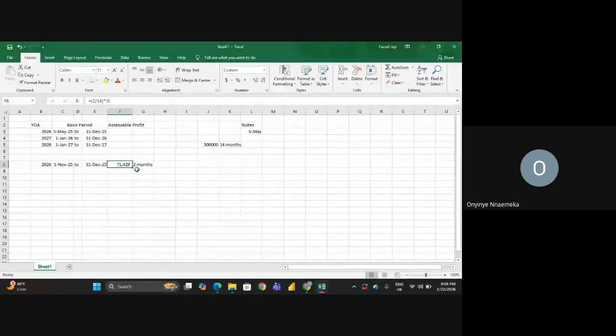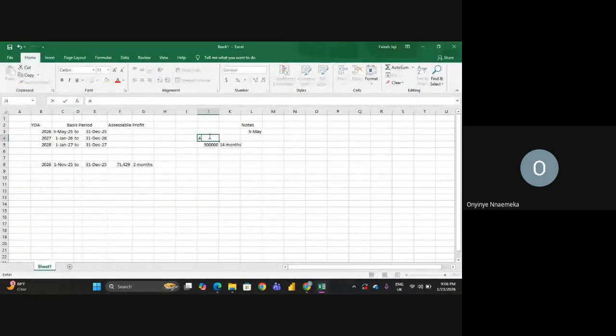That is why I told you that this figure will be an adjusted profit following the accounting period. This is an adjusted profit, but this one is an assessable profit. That is the difference between the two. Adjusted profit adjusts accounting profit using tax rules. Assessable profit will adjust the dates.